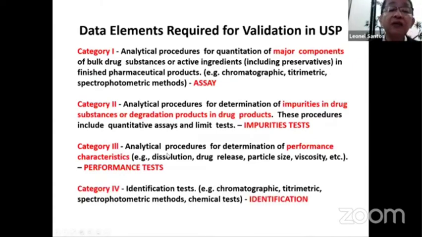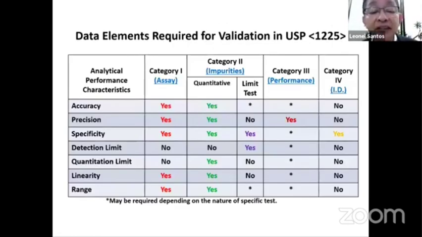Category 3 for data elements required would be what is termed the performance test. This is applicable to drug products. These are tests such as the dissolution test, disintegration, drug release, particle size. And then the fourth category is the identification test. So it identifies the active ingredients.